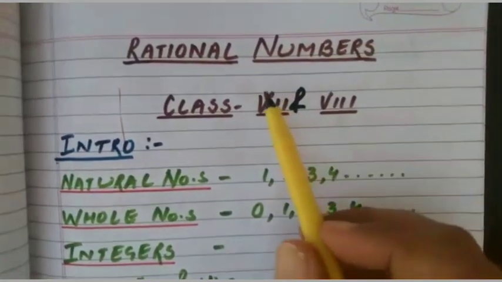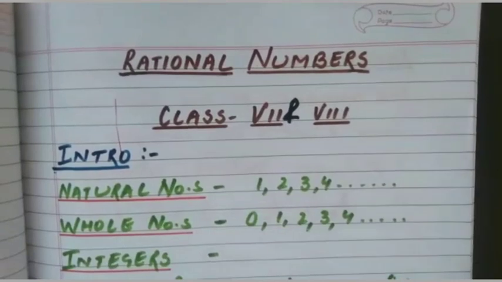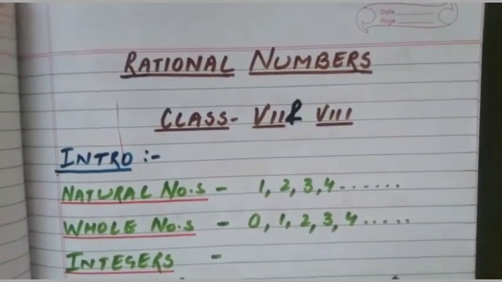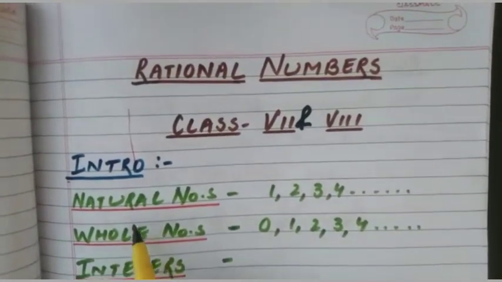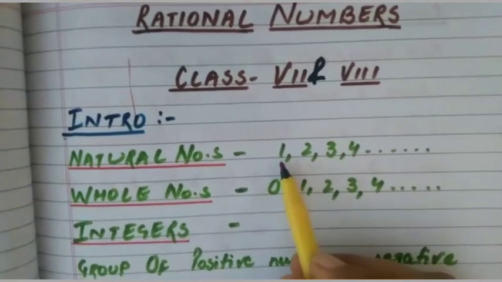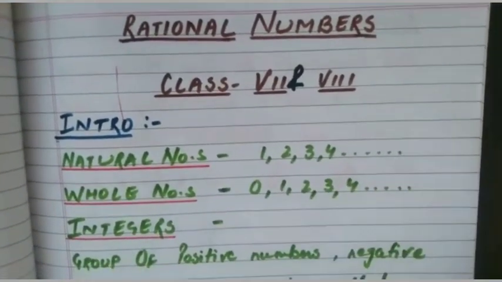So children, this video covers rational numbers. Before coming directly to rational numbers, let's understand some basic related definitions. First of all, natural numbers. You all know that natural numbers always start from 1, followed by 2, 3, 4. It goes up to infinity.